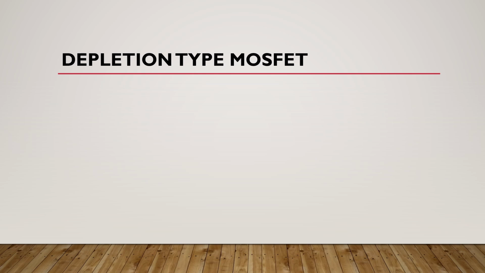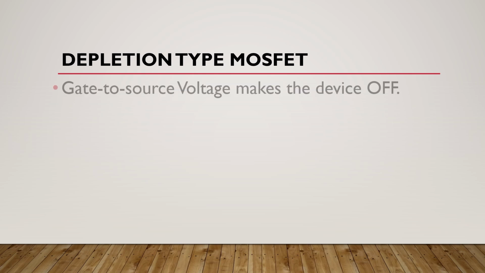Now we will understand depletion type MOSFET. The depletion type MOSFET requires the gate to source voltage to switch the device off. This depletion type MOSFET is equivalent to a normally closed switch.